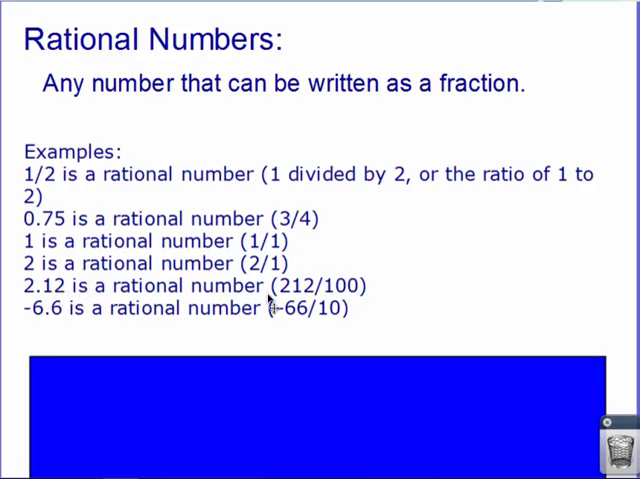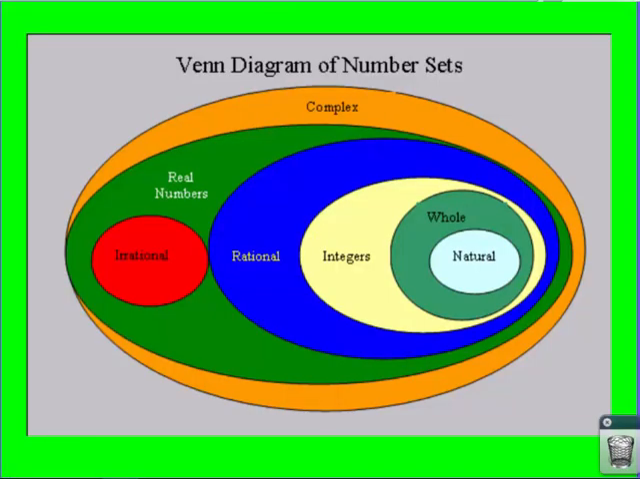2.12 can be a rational number because it can be 212 over 100, or 2 and 12 hundredths. Even negative numbers are rational numbers. Even though -6.6 is not an integer, it is a rational number. So what I need you to know about rational numbers is that it's any number that can be written as a fraction. And you'll notice that when we look back at our chart, that is a big chunk.